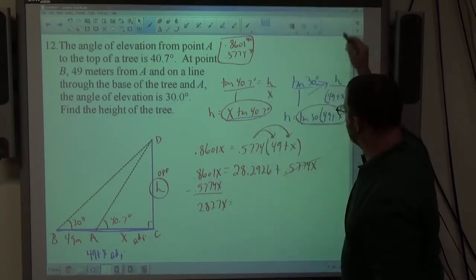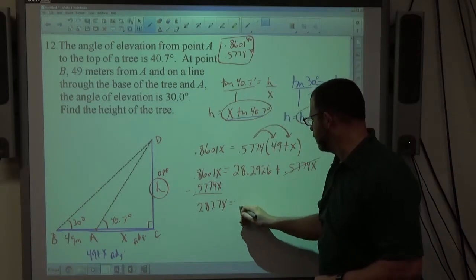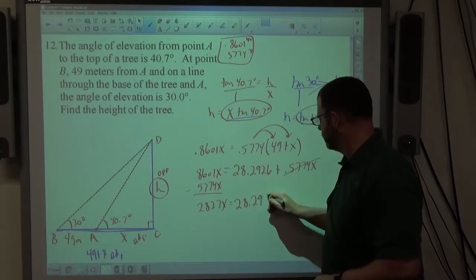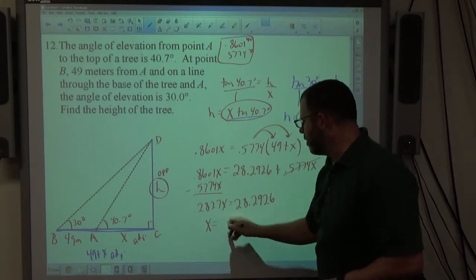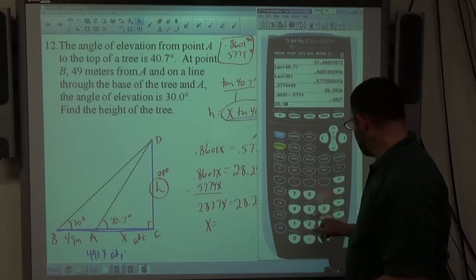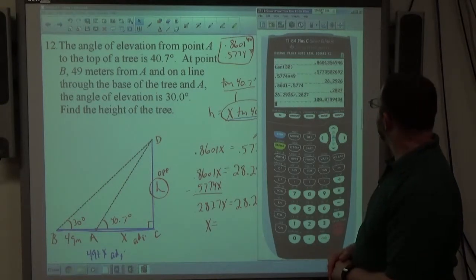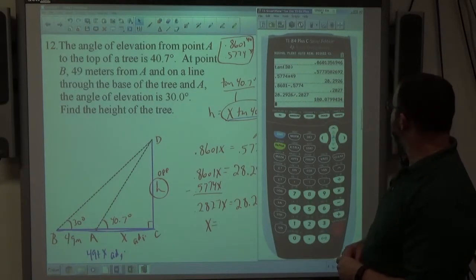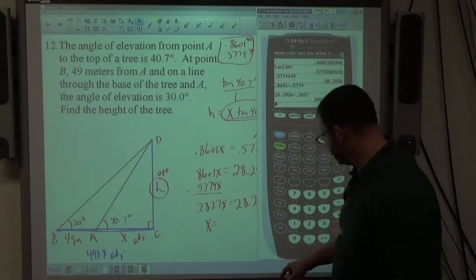0.2827x is equal to 28.2926. So we divide both sides by 0.2827. 28.2926 divided by 0.2827 comes out to x is 100.0799.